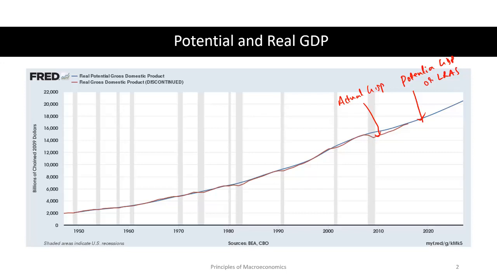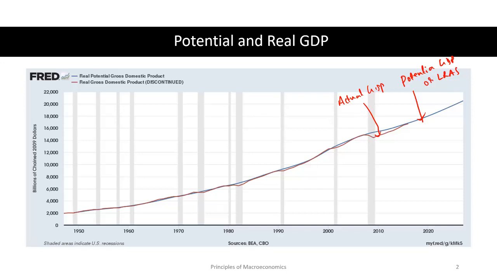When it's below the potential, that means we are underutilizing our resources, which essentially means that we had a lot of facilities which were closed, which we were not using despite the fact that we could potentially use them, which essentially means that a lot of people were without jobs.